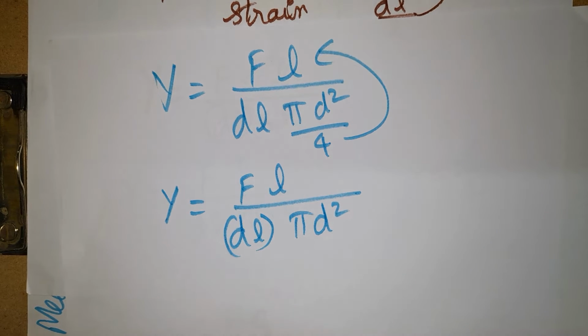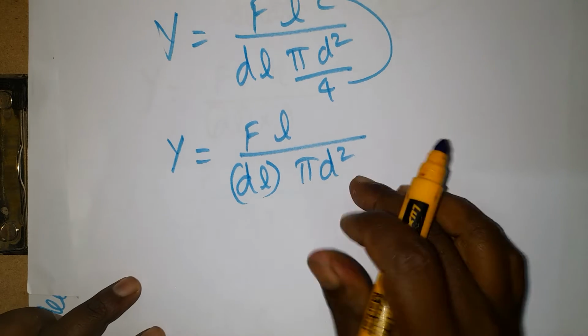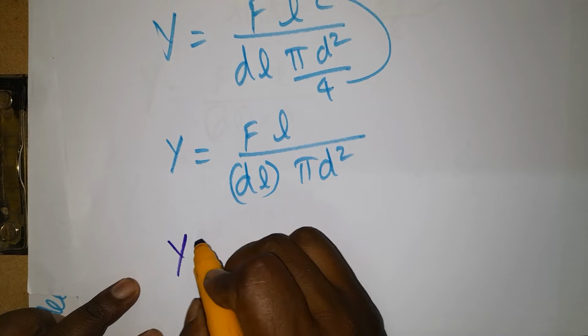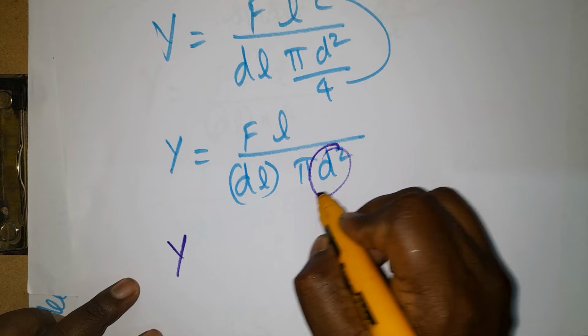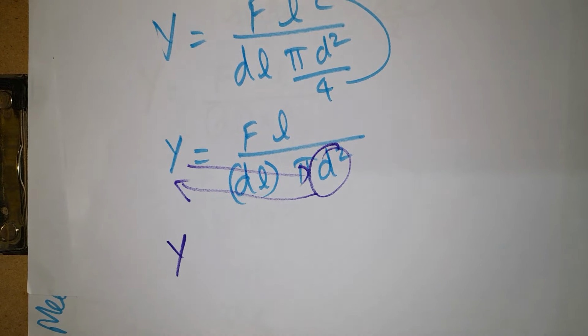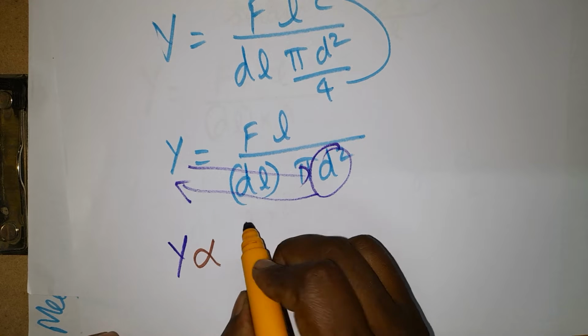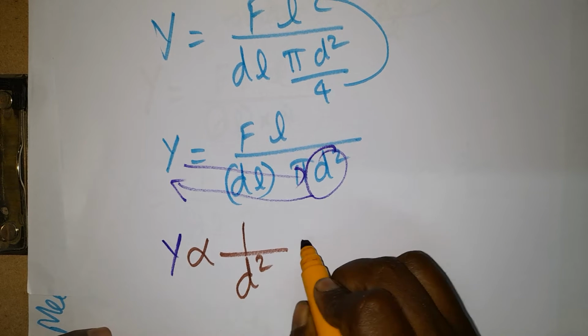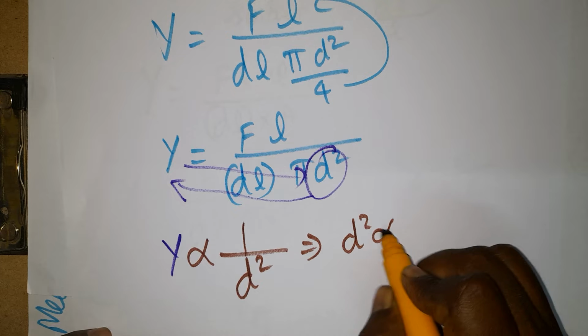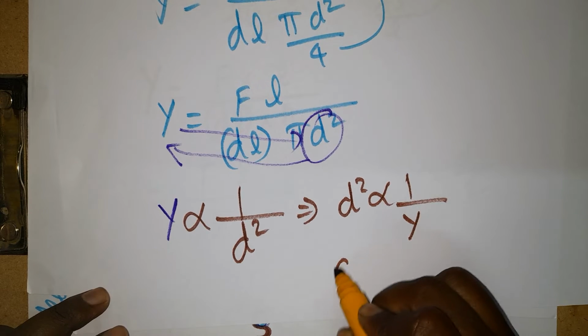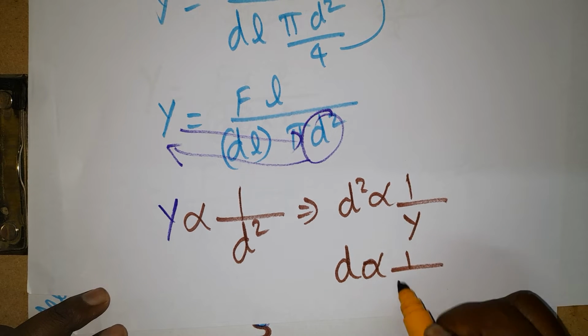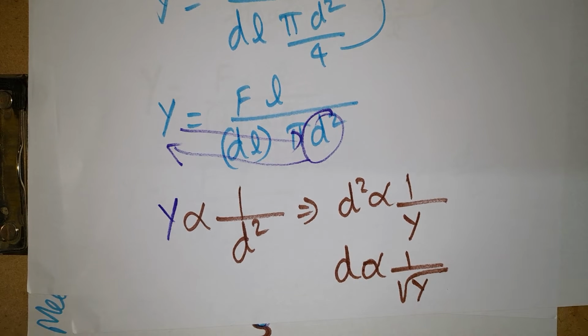The other things remain constant for all 3 wires. Bringing d to one side and Young's modulus to the other side, we get Y inversely proportional to d square. That means d square is inversely proportional to Y, and d is inversely proportional to the root of Y. The other terms for all 3 wires are constant.